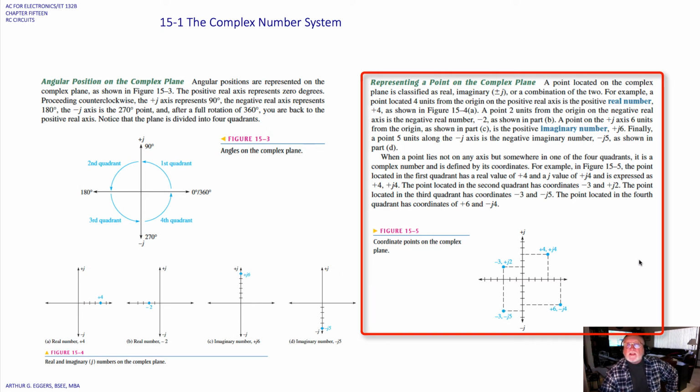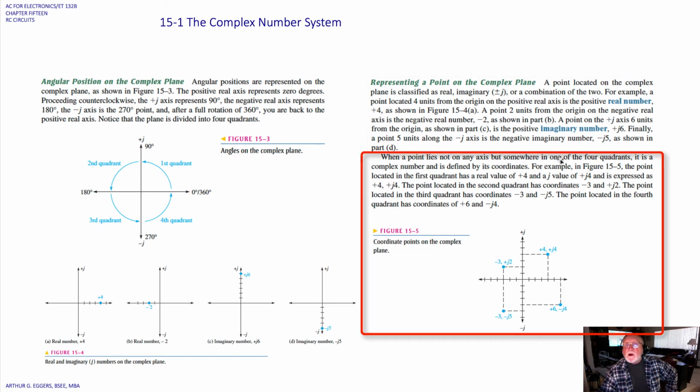When a point lies not on any axis but somewhere in one of the four quadrants out in two-space, it's a complex number and is defined by its coordinates. The point located in the first quadrant has a real value of plus 4 and plus j6. In the second quadrant, minus 3 and plus j2. In the third quadrant, minus 3, minus j5. And finally, in the fourth quadrant, plus 6, minus j4.